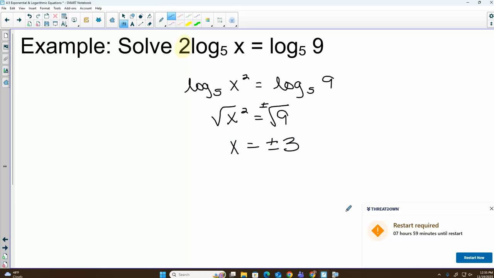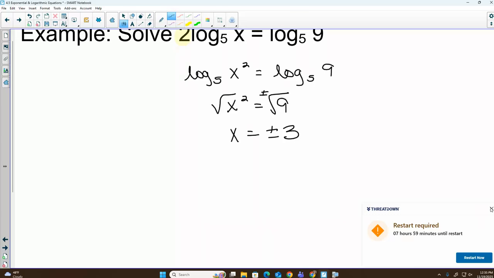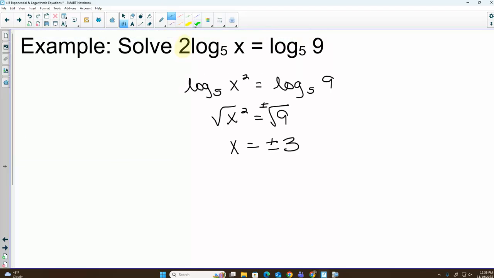Then at the end, we just have to check, because remember, with logs, the argument has to be positive. Both the base and the argument have to be a positive number. So, is it okay for x to be a 3? Yes. Is it okay for x to be a negative 3? No. So 3 is my only solution here.